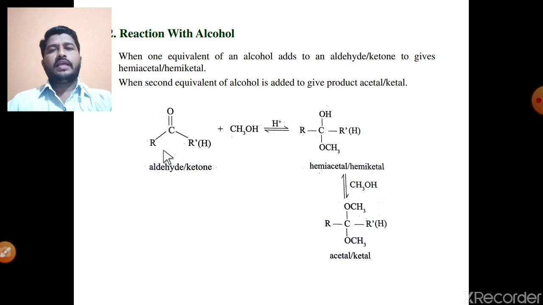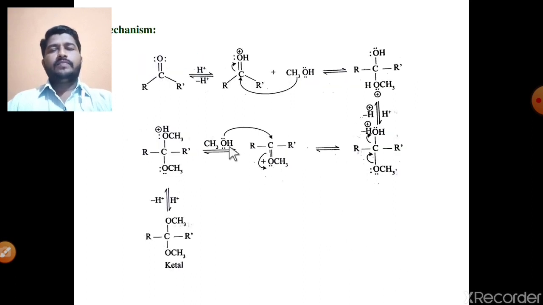See the general reaction: an aldehyde or ketone molecule is treated with alcohol in the presence of an acid catalyst. When one equivalent of this alcohol reacts with the carbonyl compound, it gives a hemiacetal or hemiketal. When a second equivalent of this alcohol reacts with this hemiacetal or hemiketal, it finally gives an acetal or ketal derivative. This is the second reaction. The mechanism of this reaction is simple: a carbonyl compound in the presence of alcohol and acid catalyst.